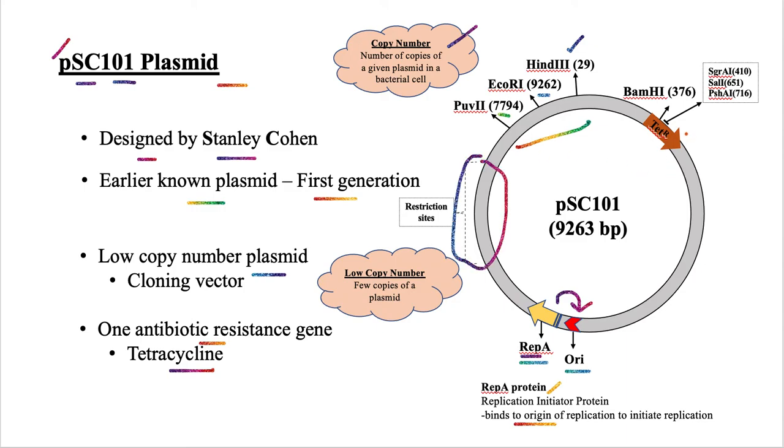So that is the tetracycline resistance gene. And you can see that there is also a restriction enzyme site, BamHI, at position 3676. In addition to that, there are other restriction enzymes like SgrAI, SalI, and PshAI. The positions from where these restriction sites start are also mentioned with the restriction enzymes.